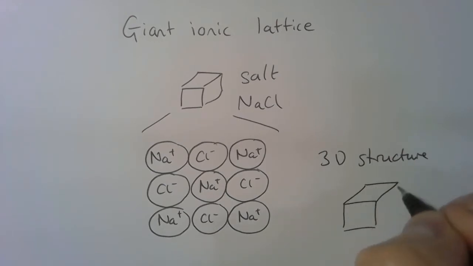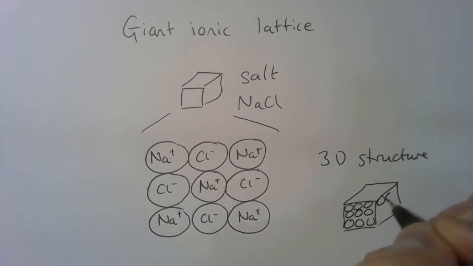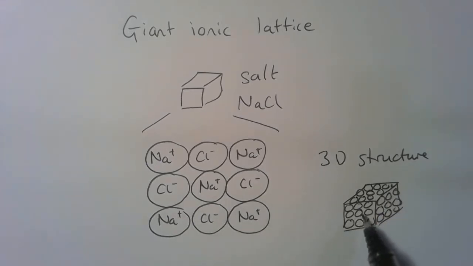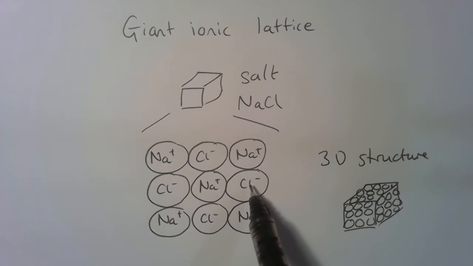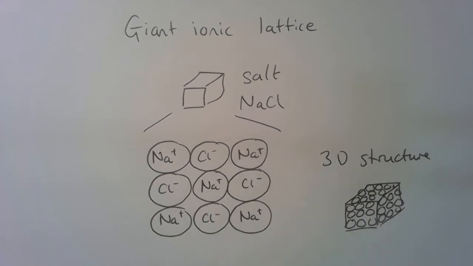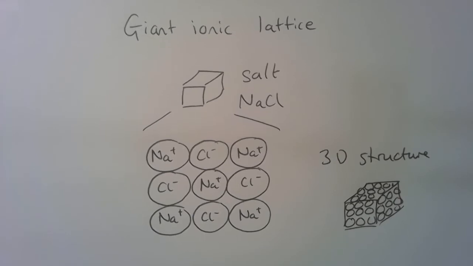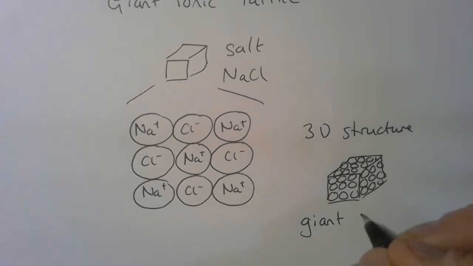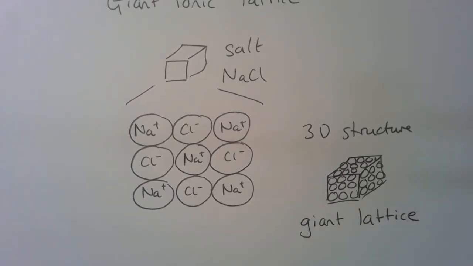So if I was going to draw a 3-dimensional cube here, we would expect to see ions arranged in 3 dimensions. And within those 3 dimensions, we would expect to see sodium ions, positively charged sodium ions, surrounded by negatively charged chloride ions, and then negatively charged chloride ions surrounded by positively charged sodium ions. And because of the arrangement of this 3-dimensional structure, we say that it is a giant lattice. The word lattice here is used to mean that it's a repeating structure.